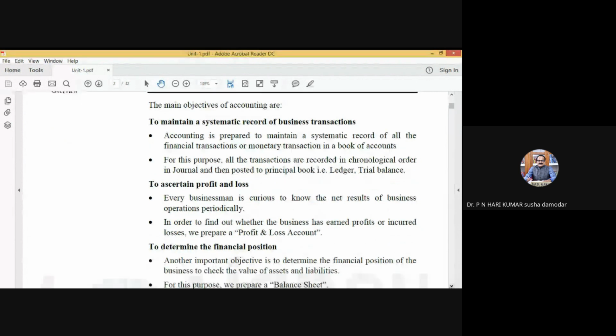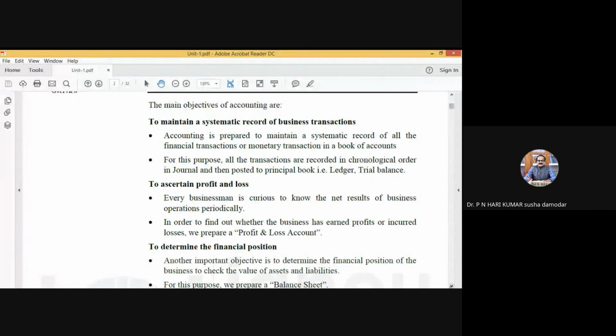Second objective, there will be a result. So when you deal with money and cash, there may be some cash outlay, that means cash outflow. At the same time, cash inflow. There may be revenue, there may be expenditure, there may be profit, there may be loss. So every transaction will give a result. The result may be either profit or loss, surplus or deficit.